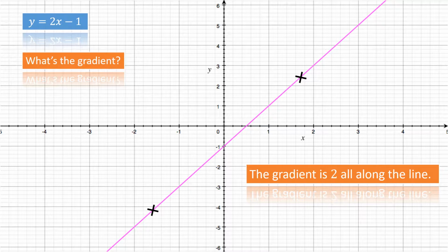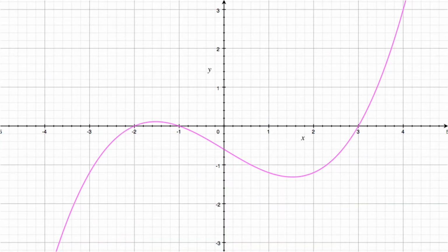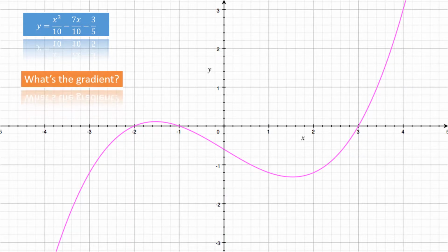Now, on the other hand, if we were to look at another type of curve, say this one here, this curve has an equation, y equals x cubed over 10 minus 7x over 10 minus 3/5. And again, we could be asked the question, what's the gradient? And once more, let's look at 2 points on this curve. Say, what's the gradient here? Or what's the gradient at that point there?